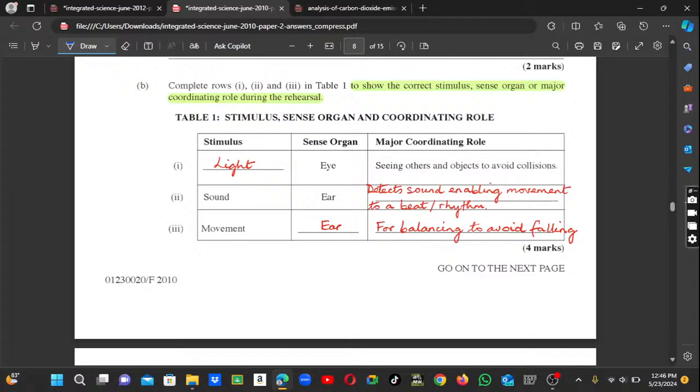We need to complete the sense organ and stimulus table. For light, the stimulus would be light.